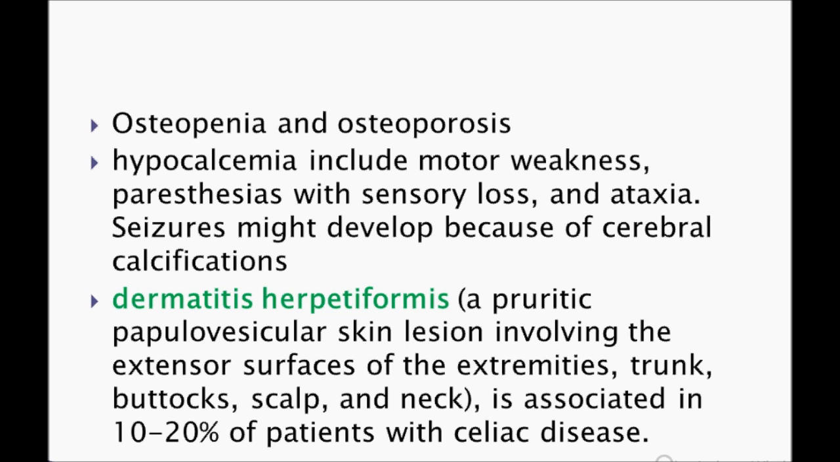Dermatitis herpetiformis, very important. We usually don't see patients with these skin lesions, because most of us don't know how to differentiate skin lesions. Dermatology is very difficult, so try to memorize all these things, very important. Dermatitis herpetiformis is a pruritic papillovesicular skin lesion involving the extensor surfaces of the extremities, trunk, buttocks, scalp and neck, and is associated with 10 to 20% of patients with celiac disease. Pruritic papillovesicular, PPV. Okay.